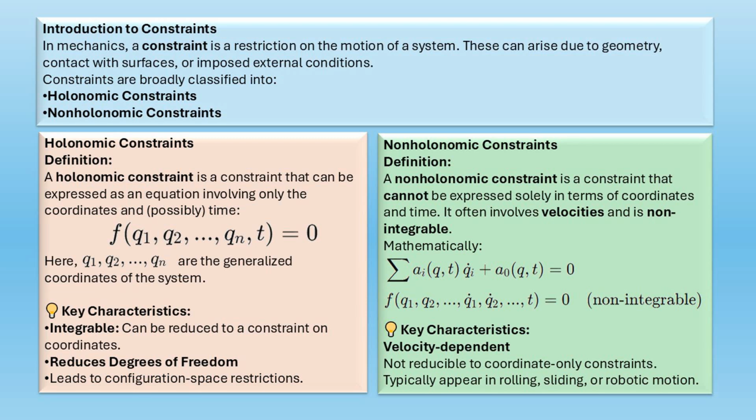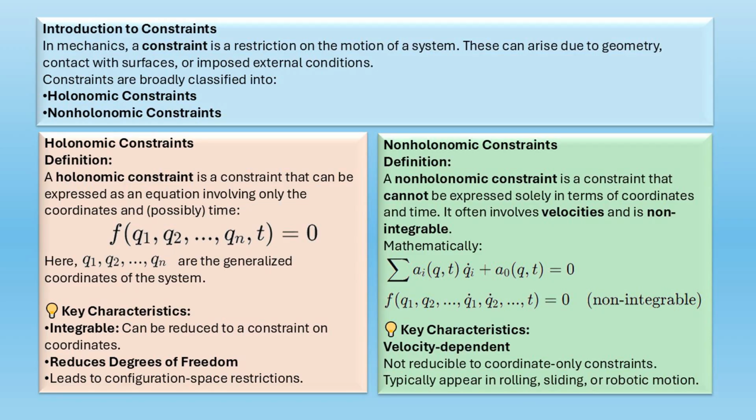Introduction to constraints in mechanics. A constraint is a restriction on the motion of a system. These can arise due to geometry, contact with surfaces, or imposed external conditions. Constraints are broadly classified into holonomic constraints and non-holonomic constraints. Let us now talk about holonomic constraints.